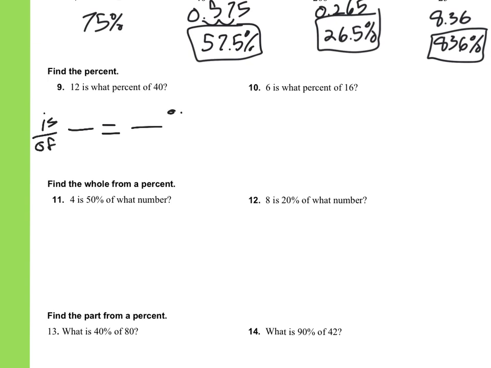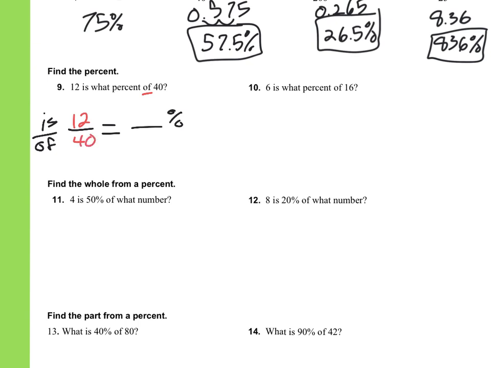And our percent lives here. So I'm going to use some different colors here so you can distinguish the difference. 12 is, 12 goes where the is goes. 12 is what percent of 40? You see that of 40? And you're going to put the 40 here.